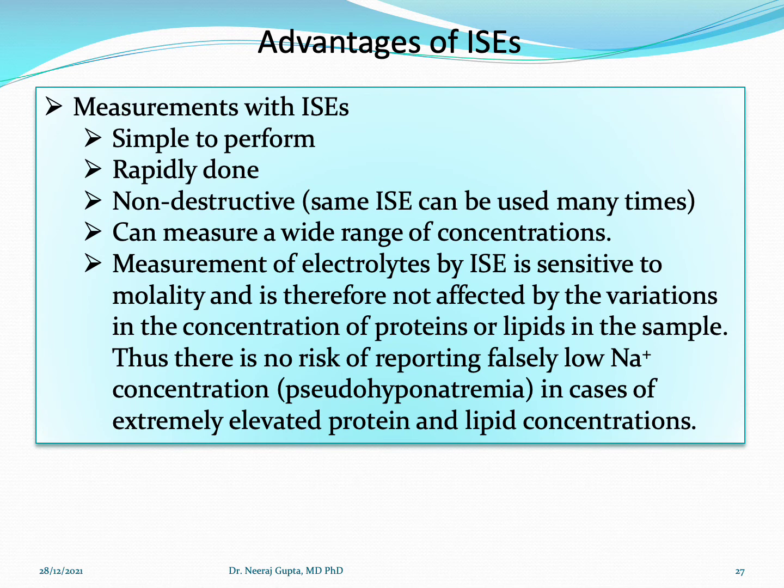Measurement of electrolytes by ISE is sensitive to molality and is therefore not affected by variation in the concentration of proteins or lipids in the sample. Thus, there is no risk of reporting falsely low sodium concentration, pseudo-hyponatremia, in case of extremely elevated protein and lipid concentration. Now, this usually happens in techniques such as flame photometry and other photometric methods requiring sample dilution.